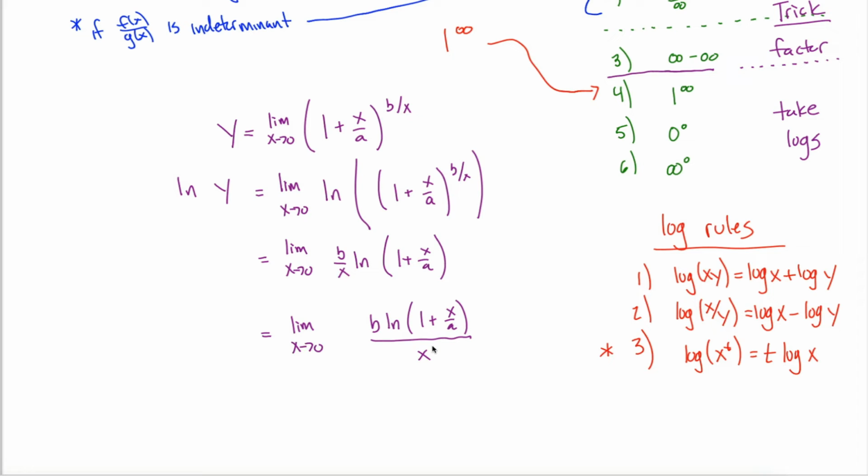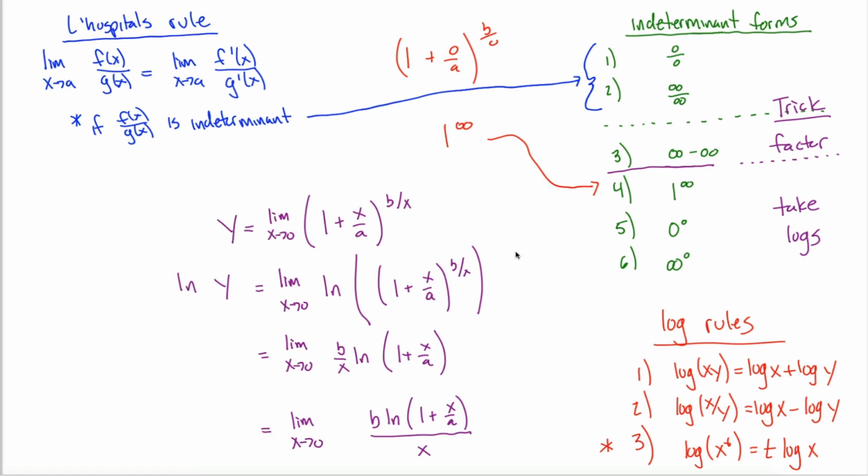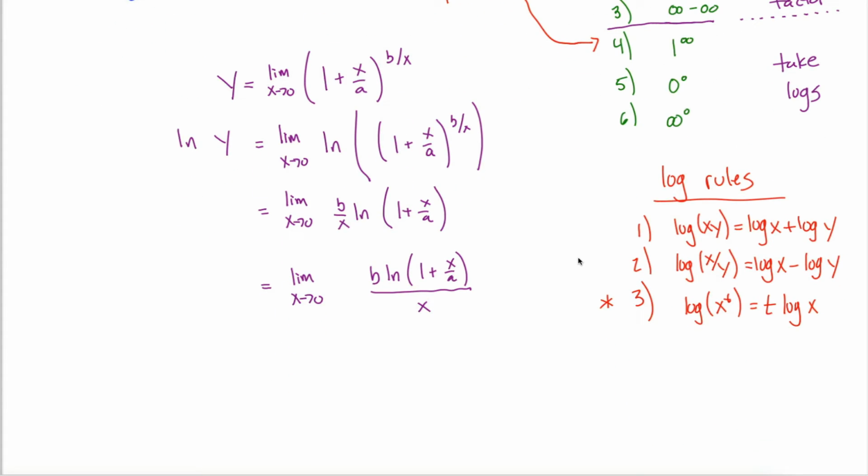Through some clever algebraic manipulation, I've managed to rewrite this as a quotient. And because I started out with an indeterminate form, this quotient is going to be one of these two indeterminate forms. If I change all the x's into zeros, clearly the denominator is 0. If I consider the numerator, 0 divided by a is 0, 1 plus 0 is 1, and the natural log of 1 is 0. That 0 times this b is 0. What I'm saying is that this expression is this 0 over 0 indeterminate form.